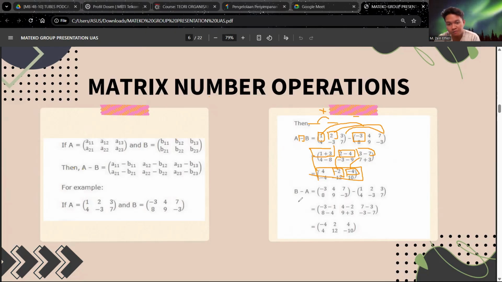If we want to calculate B minus A, it is also the same. We just reverse the calculation. In the past, we calculated A minus B. Right now, B minus A. So the calculation is minus 3 minus 1 to here, 4 minus 2 to here, 7 minus 3 to here. Yeah. So we have the last result is minus 4.